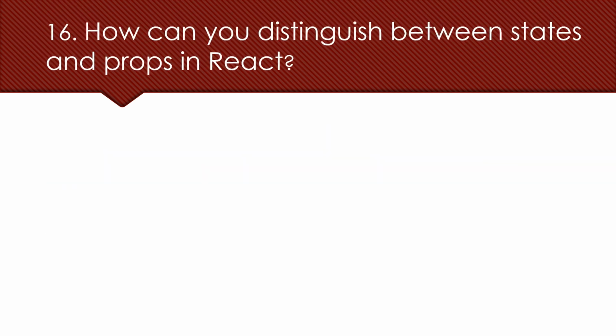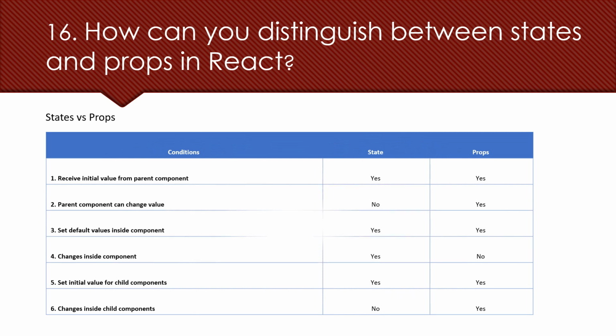Question number 16. How can you distinguish between states and props in React? So here is the comparison between a state and props which are available in React. These are different conditions, and the answer is yes or no, showing how they behave for each condition. First one is receive initial value from parent component. Both state as well as props receive it from the parent component. Parent component can change value.